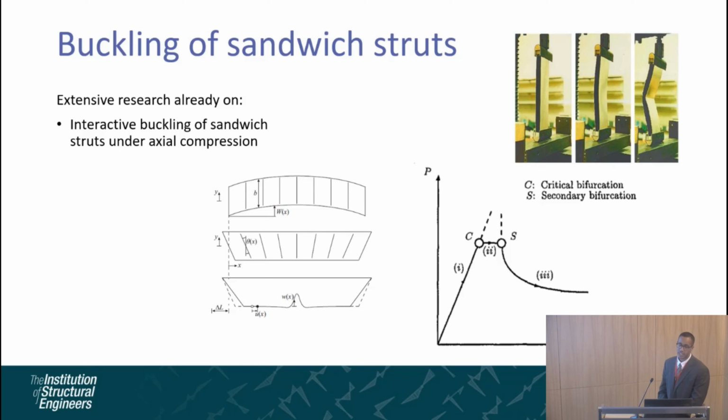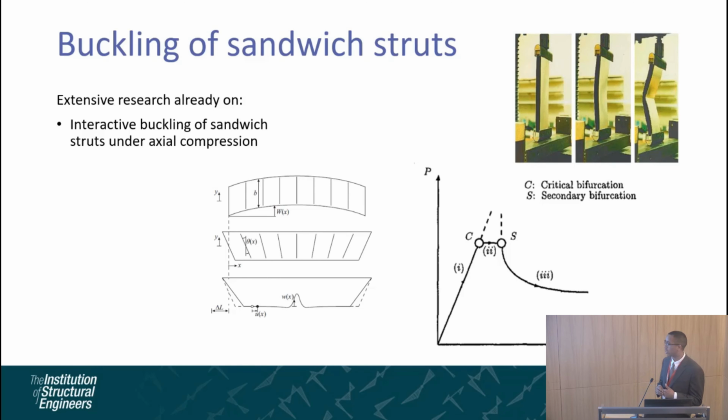So there's already an extensive amount of research done on buckling of sandwich struts. Here is work done by one of my supervisors, Aimer, on the interruptive buckling of sandwich struts under axial compression. There's a picture there, as you can see. This is the load versus end shortening plot. Initially, you see a linear relationship between the load and displacement, and this is representing the pure compression case of the strut until a point C, which is the critical bifurcation point, corresponding to the critical load.